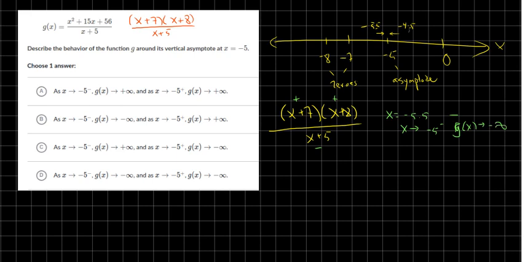So let's try it from the positive side. From the positive side, I'm going to use negative 4.5. This is positive, and this is positive, and this is positive. So when x is equal to negative 4.5, then we're positive. So as x approaches negative 5 from the positive side, g of x will approach positive infinity. So where is that one? Negative infinity, positive infinity... so there's my answer there.